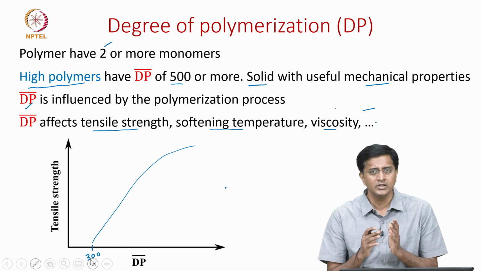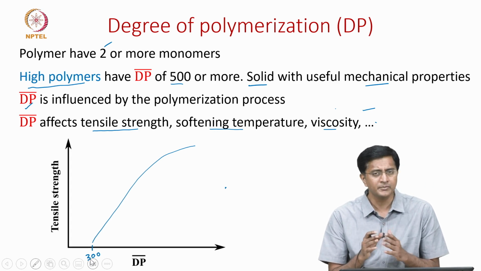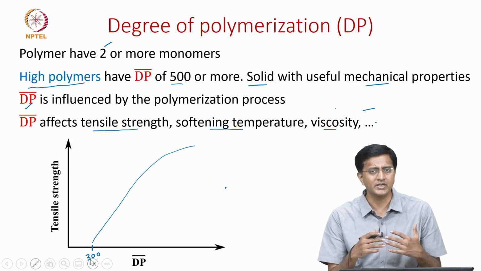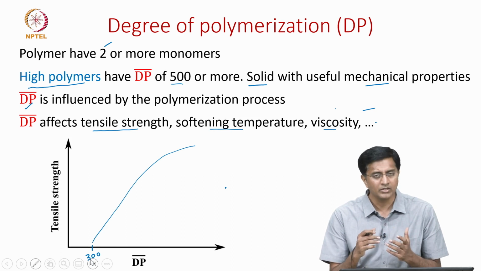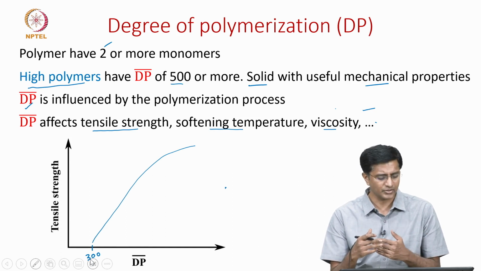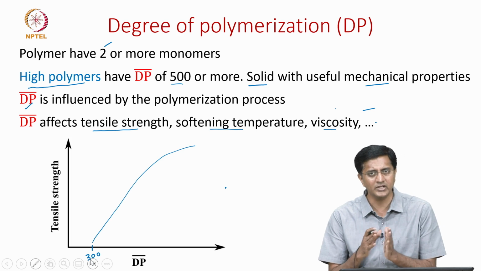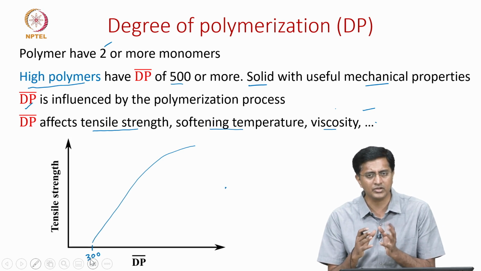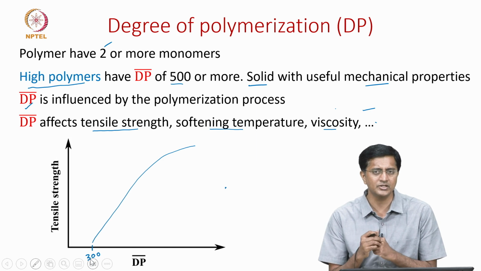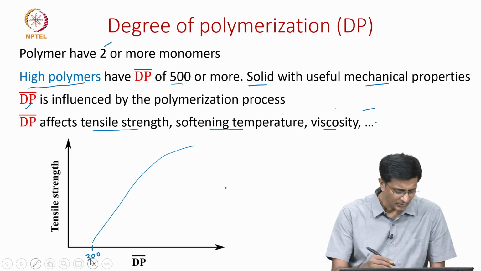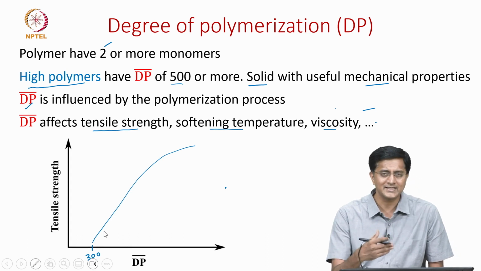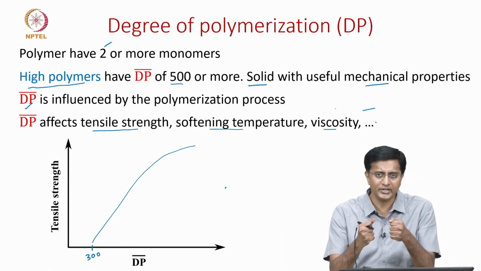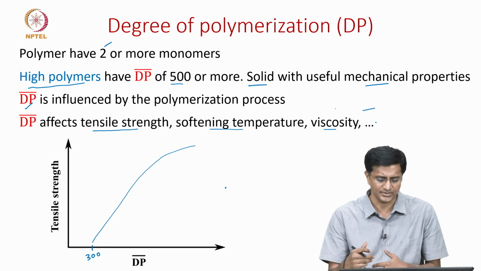Which means if the degree of polymerization is less than 300, the strength of the polymer is negligible, or it has very little strength. But when the average polymer length or the dP is more than 300, that is when we see some respectable or decent strength in the polymer. So, as you can see, as you increase the degree of polymerization, the tensile strength, or the load it can bear before failure, increases.